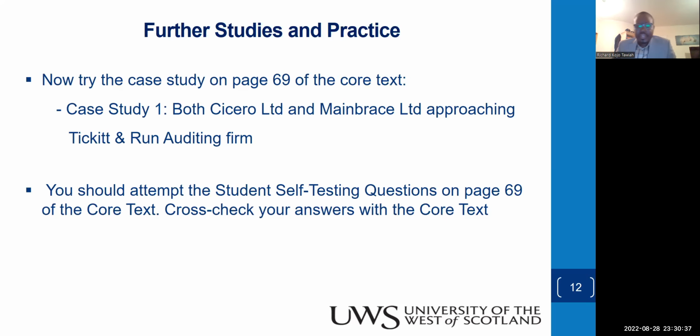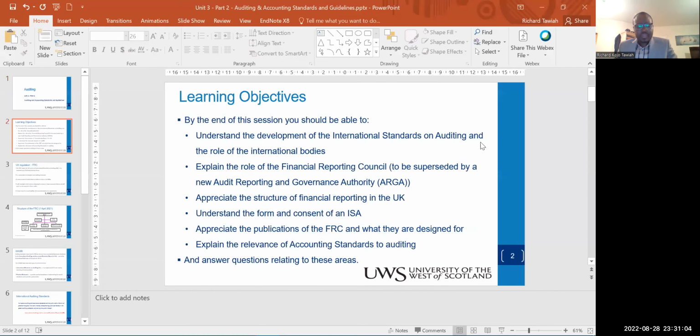All right, I leave it here, friends. Like I said, it is just 1.5 pages in the book itself, so I wouldn't spend too much time on this. Look at this case study on page 69: Cicero Limited and Members approach Ticket and Run auditing firm. A very beautiful short case study. Look at it. What do you think? Attempt the self-testing questions on the same page, and you can cross-check the answers in the text. All right, friends.